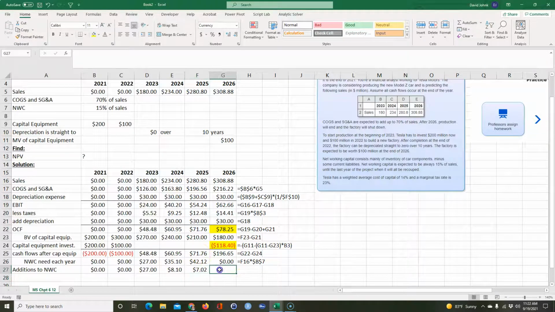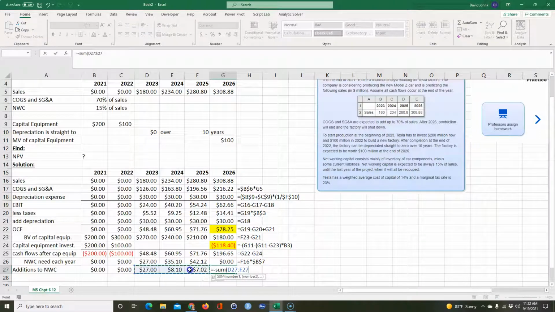And then finally, you have to give it all back at this last year, so it's going to be equal to a minus sum. So you're going to get all that money back, right?